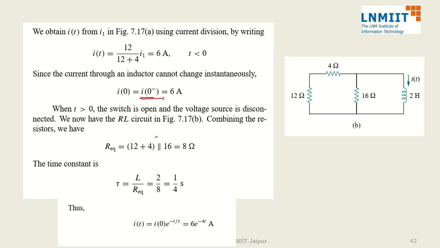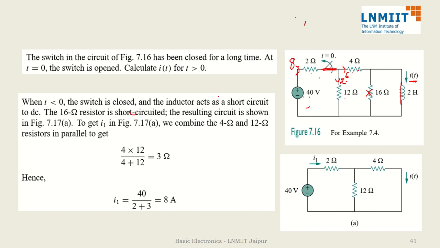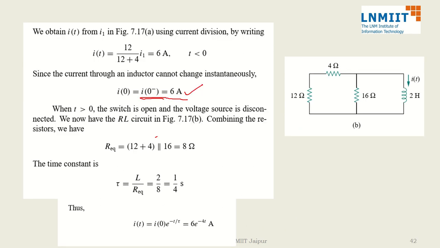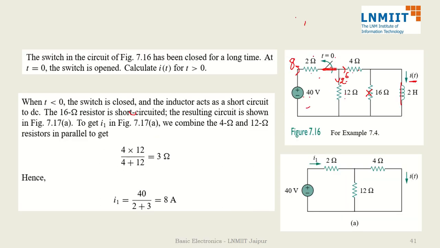Okay, I_T at 0 minus is 6 ampere. Now once t is greater than 0, the 40 volt source and 2 ohm are gone. I am left with only these, and it is a source free circuit now. Now calculate the R equivalent, the resistance which is parallel to this inductor. 4 and 12, 16, 16 parallel 16, 8. So 8 ohm is my R equivalent.